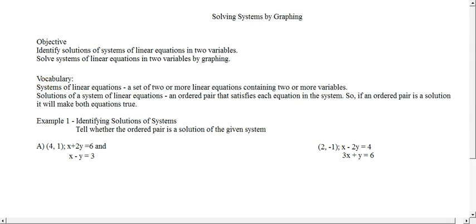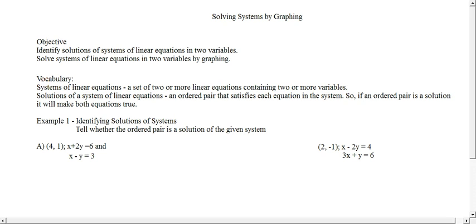Okay, welcome to Systems of Linear Equations, Part 1, Identifying Solutions to a System. Before we get started, since this is a brand new objective for us, let's look at what we are required to do. The objective is to identify solutions of systems of linear equations in two variables. By two variables, we're talking about x and y, or a and b.